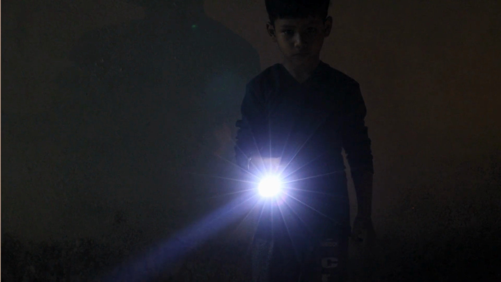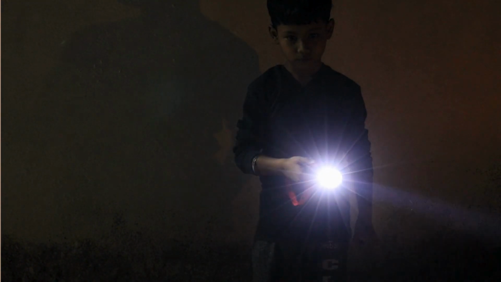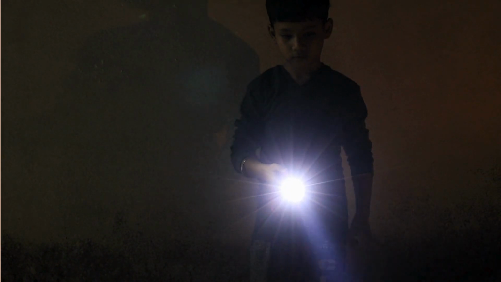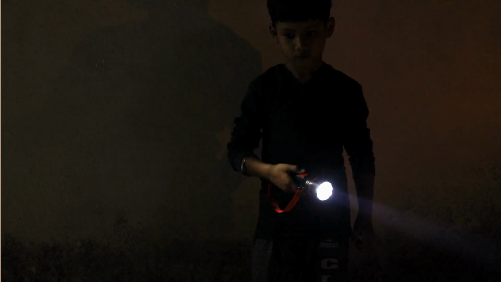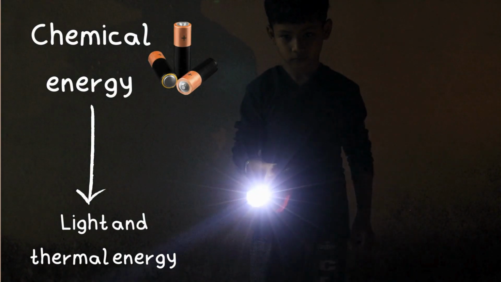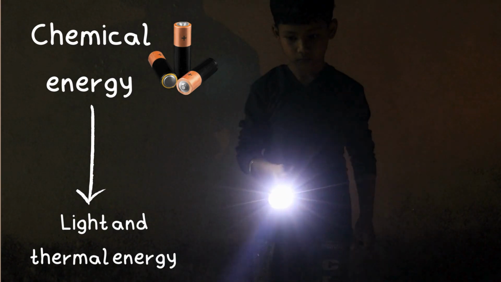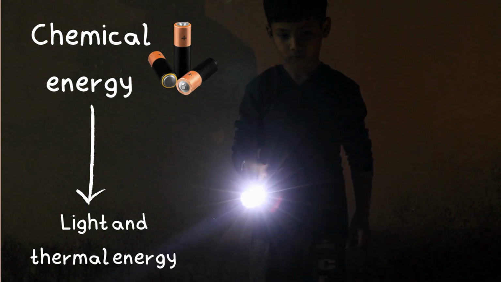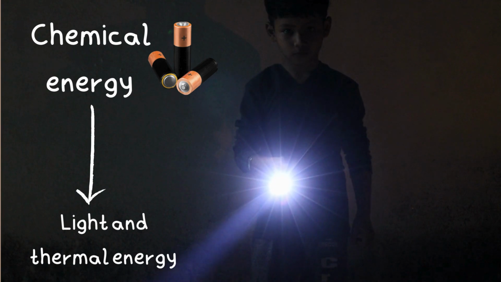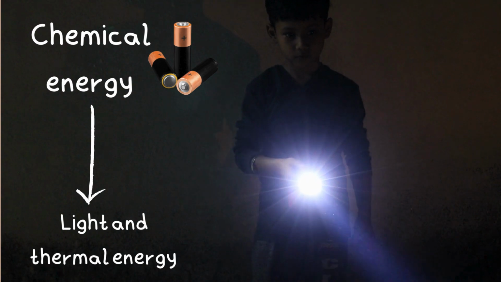As you see here, this boy turns on the flashlight. So what happens to the energy here? This flashlight is worked by batteries. So here, the chemical energy stored in the battery changes into, as you see, light energy, as the light comes from the flashlight when we turned it on.